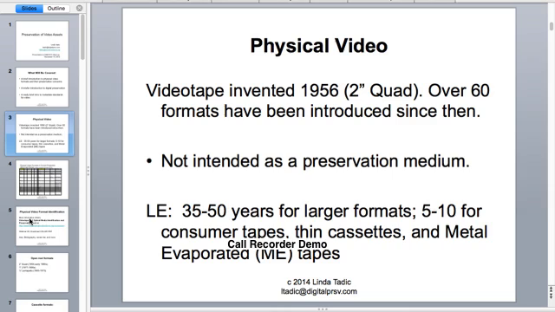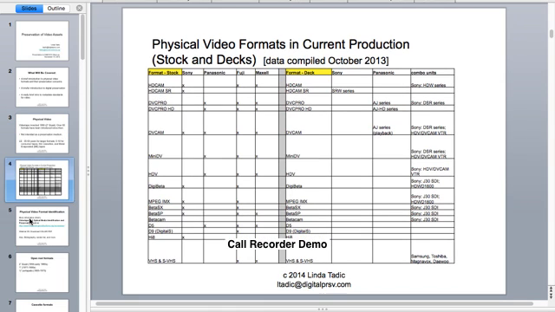So anyway, the rough life expectancy, or LE, for these physical video formats: for the larger formats, the 2-inch and the 1-inch, they can go 35 to 50 years. The more professional-grade formats last that long. But when you get to even more recent formats, it's only 5 to 10 years. That's for the consumer tapes, those thin cassettes, the DVC clones, mini DVDs, and metal evaporated, or ME, tapes. We'll get into the whole ME issue in a little bit. So Mike, next slide.